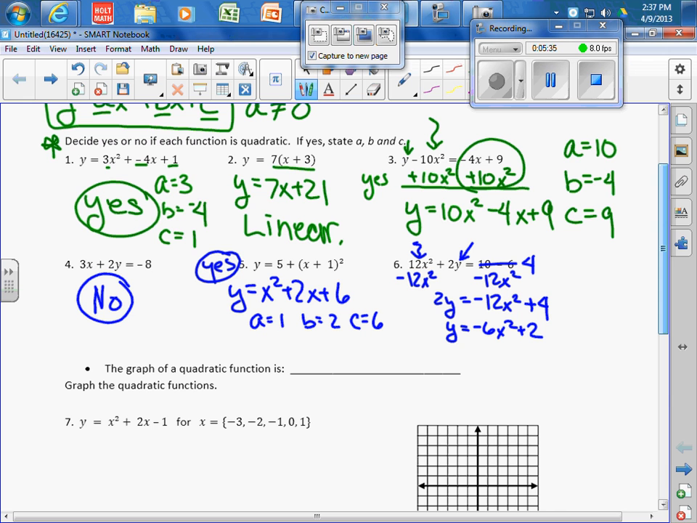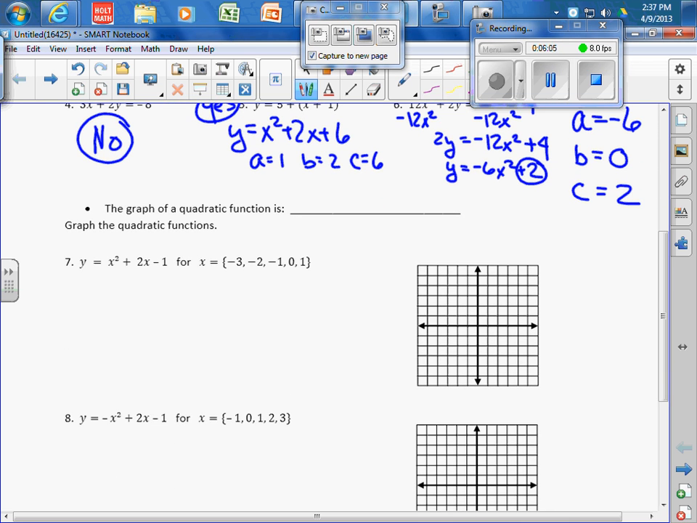Now remember, the a is the number that's in front of the x squared, the coefficient of the x squared term. What's that? Negative 6. And c is the constant term, the number that's out here by itself. It's 2. But what's b? What's the coefficient of the x term? Well, there isn't an x term, and that would make b equal to 0.